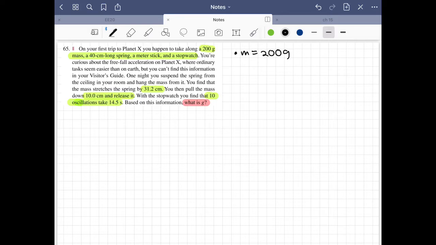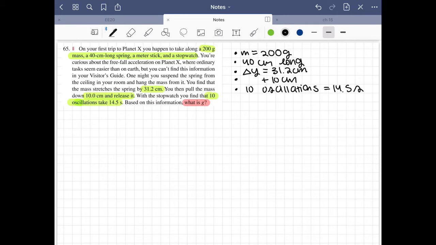This says that mass is equal to 200 grams, and the spring is 40 centimeters long, and that when you add the mass, the spring stretches by 31.2 centimeters, so the displacement is 31.2 centimeters, and when you pull the mass, the spring stretches another 10 centimeters, and we also know that 10 oscillations is equal to 14.5 seconds. Okay, so what does this tell us?